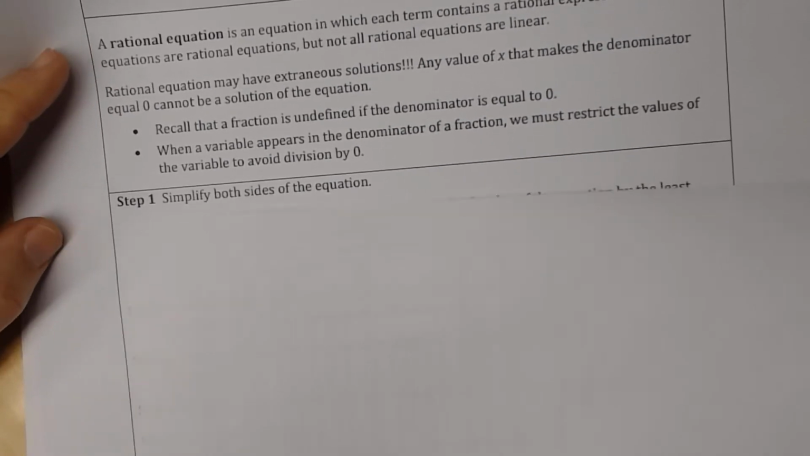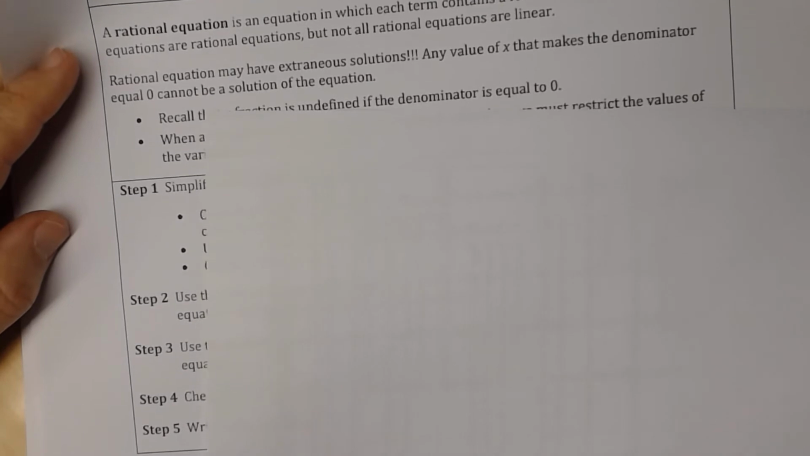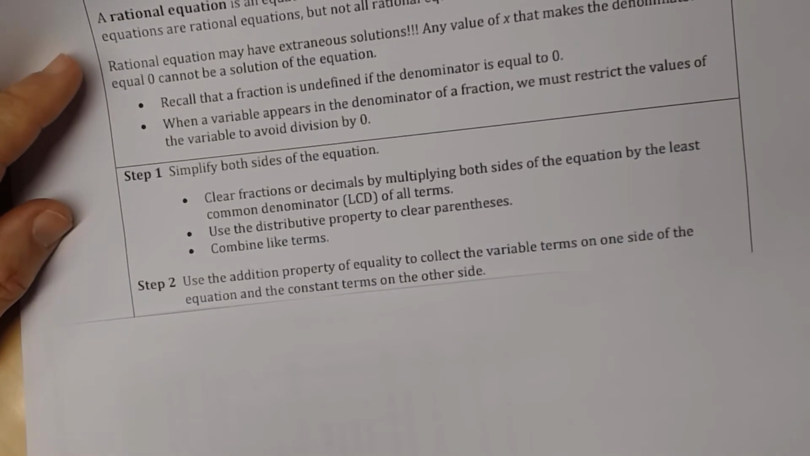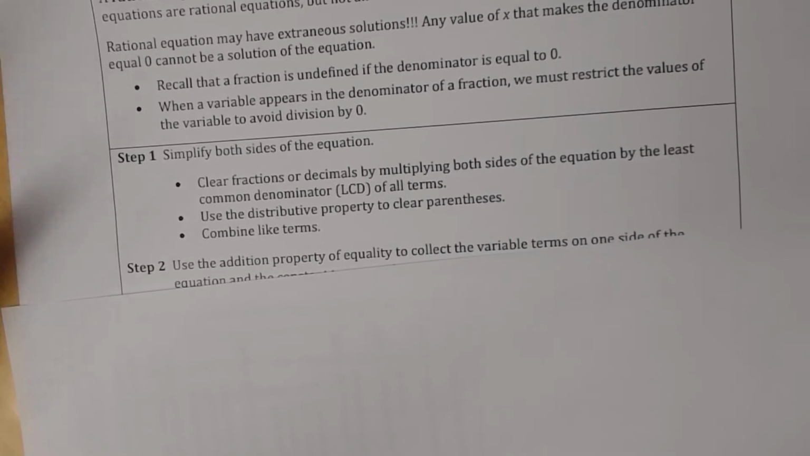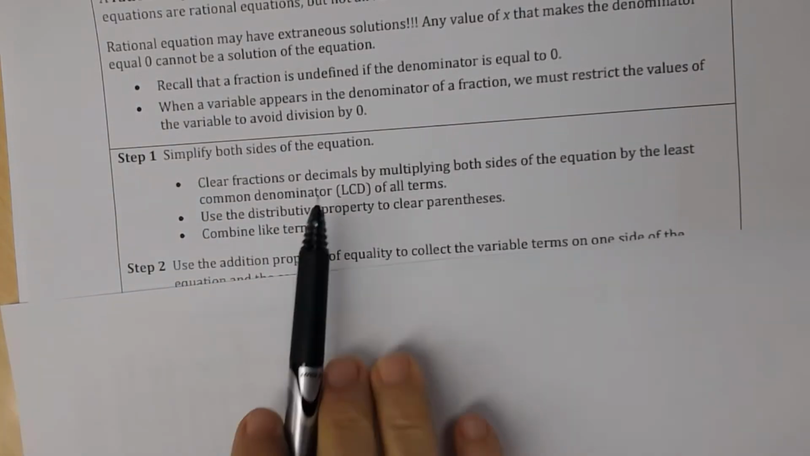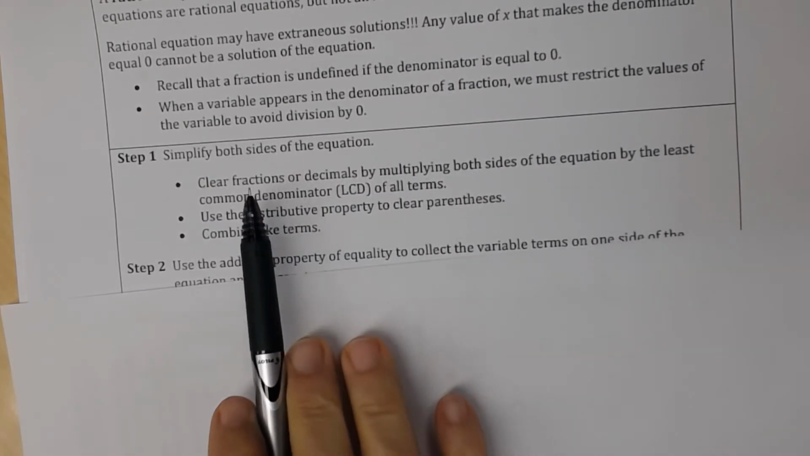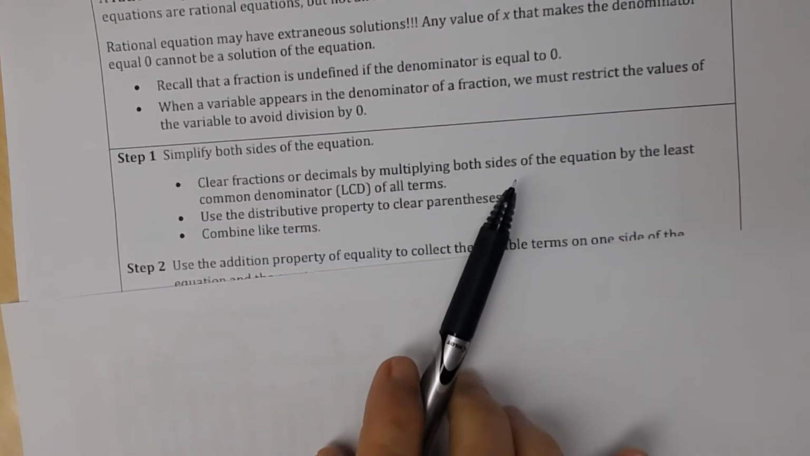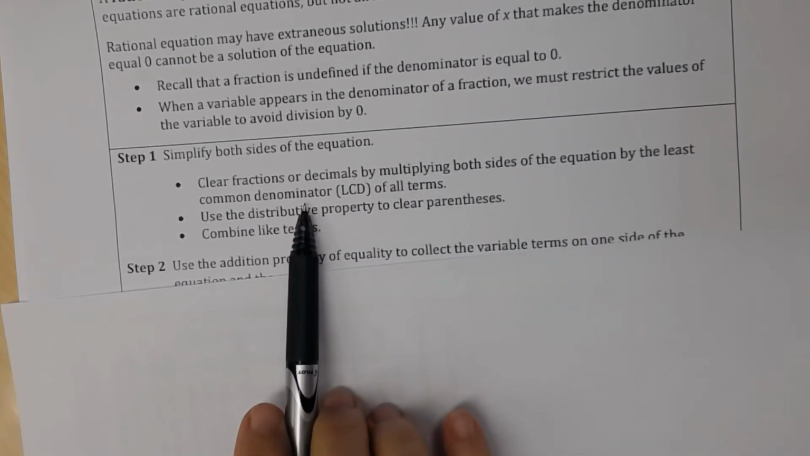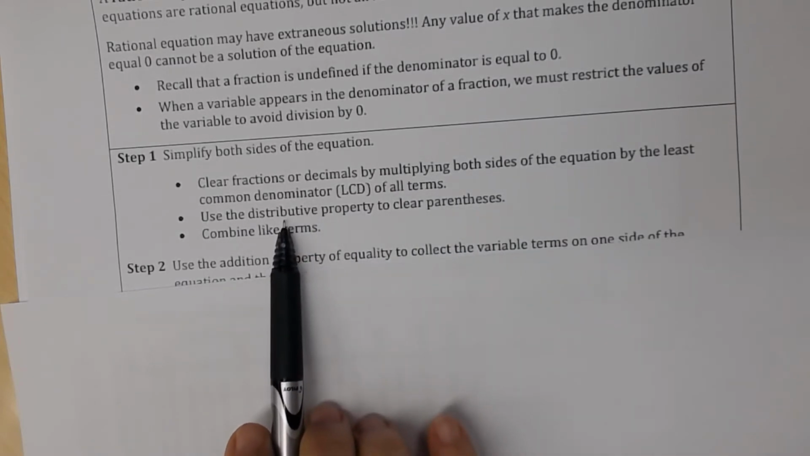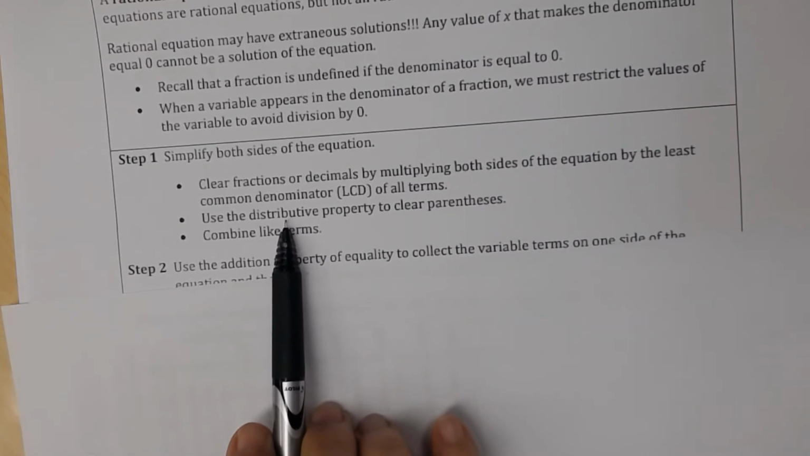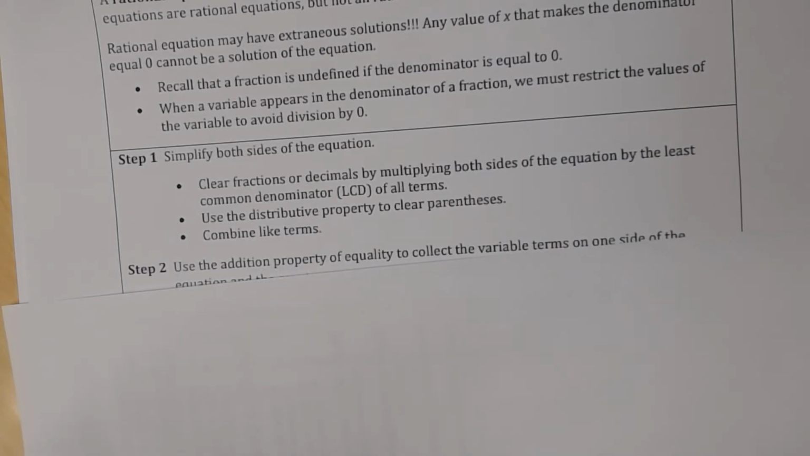Okay, so now these are the steps. There can be 5 steps, basically. Step 1, you're going to simplify both sides of the equation. You can do that by clearing the fractions. We'll be dealing with fractions, so we're not going to have any decimals in this particular lesson. You can clear the fractions by multiplying both sides of the equation by the least common denominator, the LCD. Then you're going to recall the distributive property to clear the parentheses. And then you combine like terms.